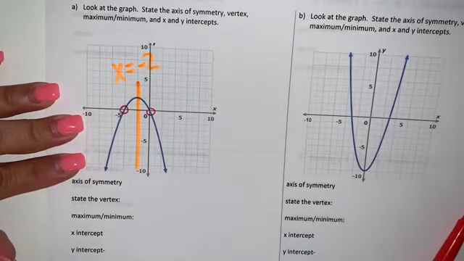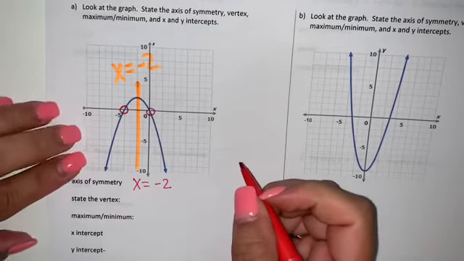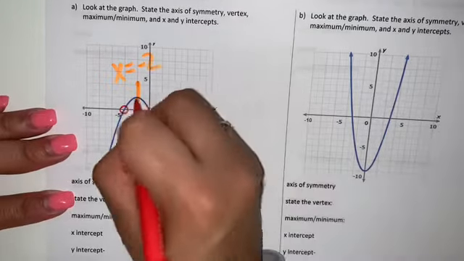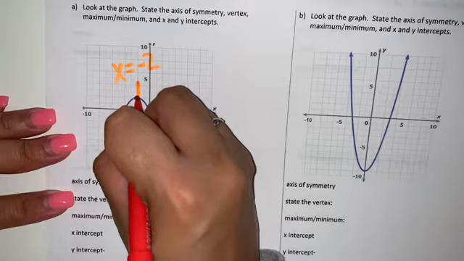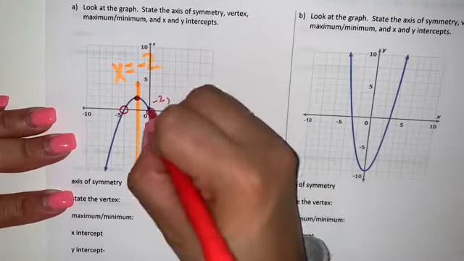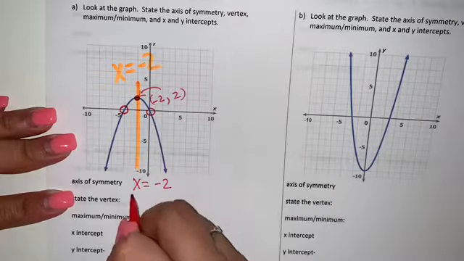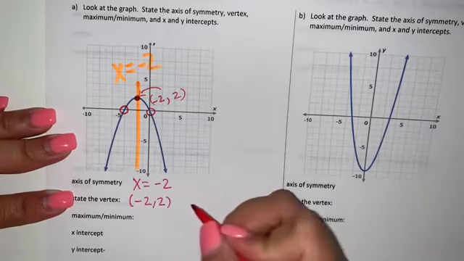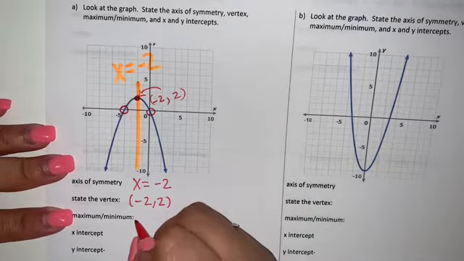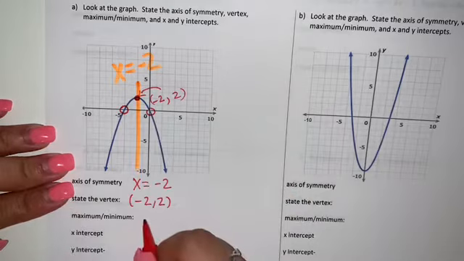Okay, so axis of symmetry, x equals -2. State the vertex. That's going to be this point right here. So that's -2, 2. Is it a maximum or minimum? This is the highest point, so it's going to be a maximum.